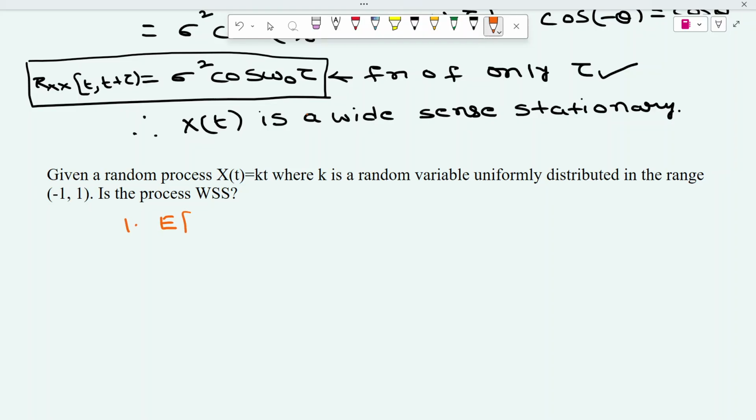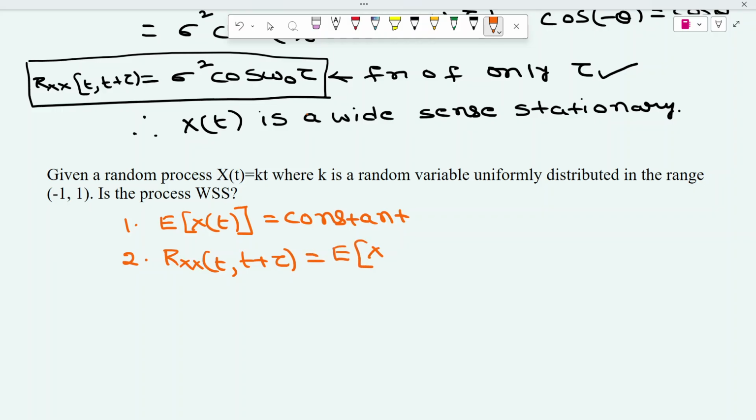One is expectation of x of t, which should be constant. The second thing is the autocorrelation function, that is Rxx of t comma t plus tau, which is nothing but expectation of x of t into x of t plus tau, which should be a function of only tau, that is the time lag. If these two conditions are satisfied, then we will call such a process a wide sense stationary process.